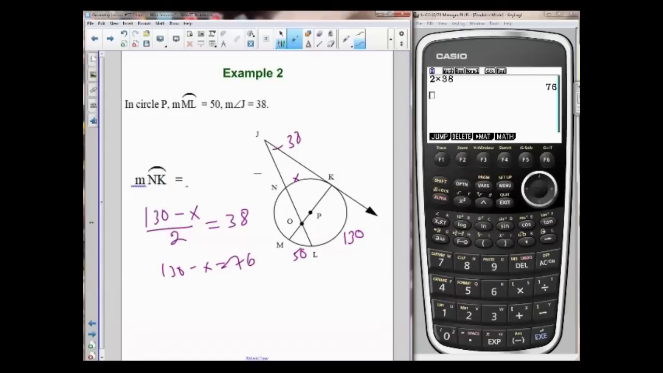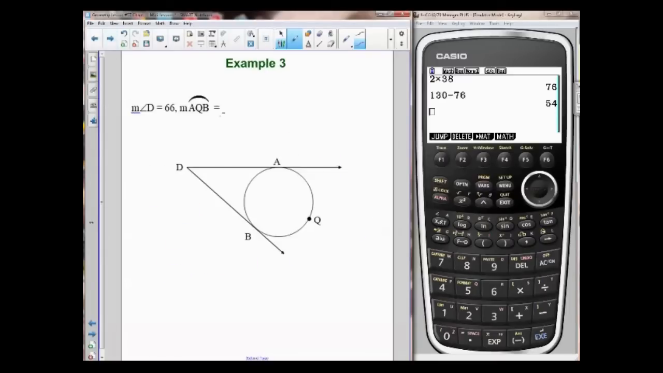You can solve this algebra problem in different ways. You can move the x to the other side and subtract 76. But the bottom line is you can do 130 minus 76 is going to equal your x. All right? So our arc measure, silly me, is 58. Yippee-yay. So if I subtract these two and divide by 2, I should get 38. That's one way to check your work. Let's take a look at the last example.